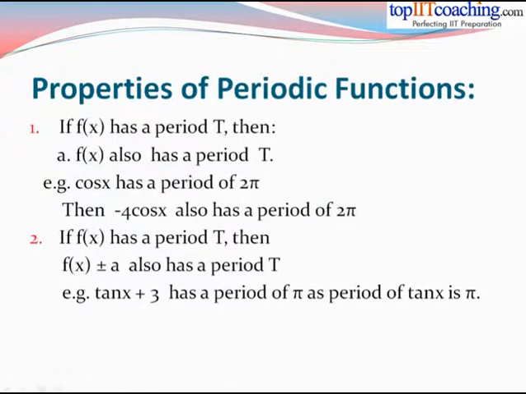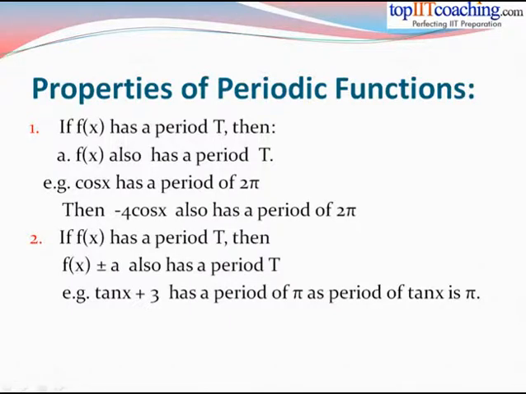Now let's look at the properties of periodic functions. The first is, if f(x) has a period of T, then a into f(x) also has a period of T. So if f(x) has a period T, then if we multiply f(x) by any number, then again it has the period of T. Now let's take an example. We know that the period of cos x is 2 pi. So if we multiply it with minus 4, then we get minus 4 cos x, and it will also have a period of 2 pi.